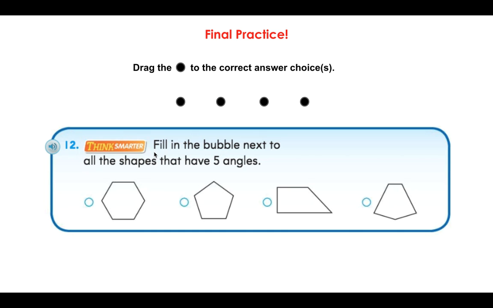Then finally, you're going to drag these black circles to the shapes that have 5 angles. There could be 1, there could be 2, there could be 3, there could be 4.